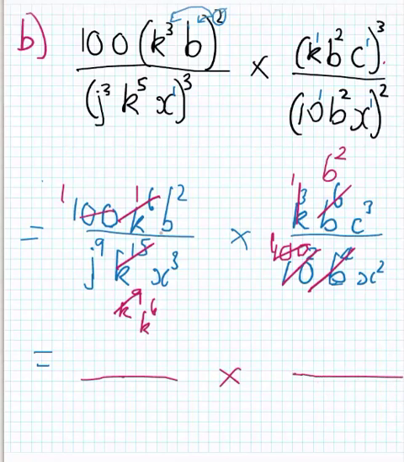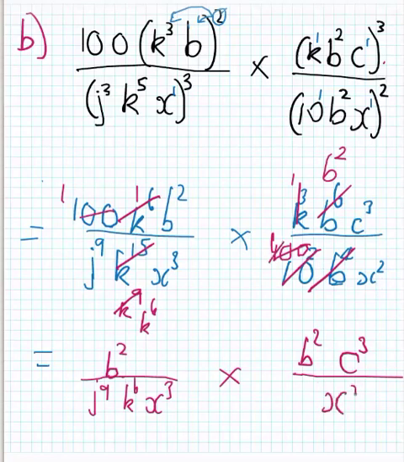So I've got on top, just be careful when doing this, I've got b squared up here. It stays on the same side and on top. And 1 times b squared is b squared. On the bottom, I've got j to the power of 9 that I see I haven't crossed off. I've got k to the power of 6, that was my leftover. And I've got x cubed that I haven't touched because there was no x's on top. That's done. This side, just check, I've got b squared and c cubed. And that was just a 1 there, so I've got x squared here.